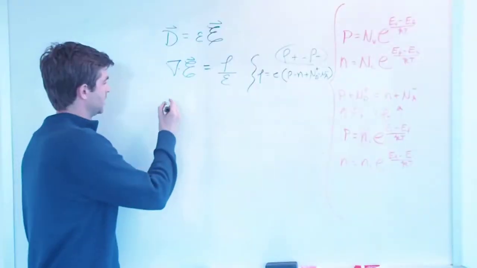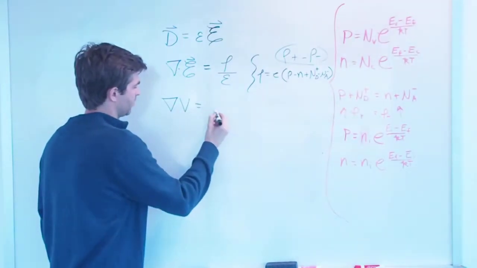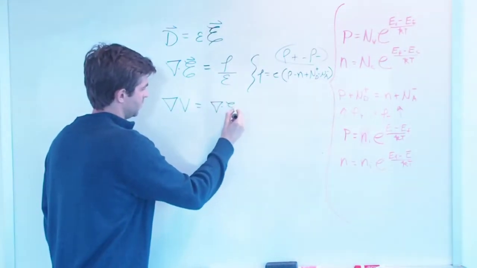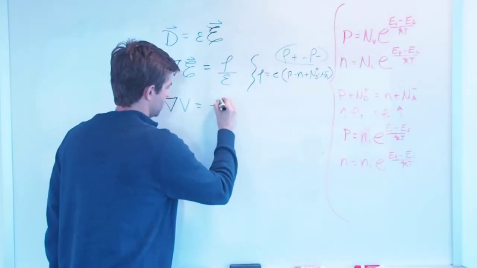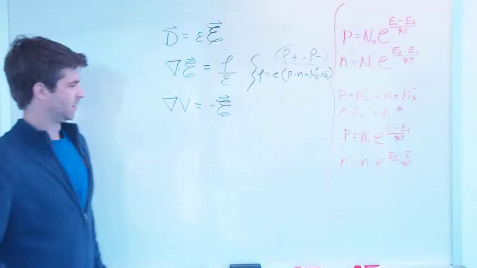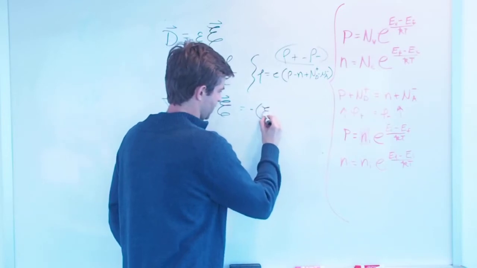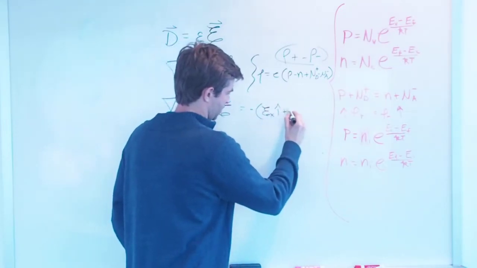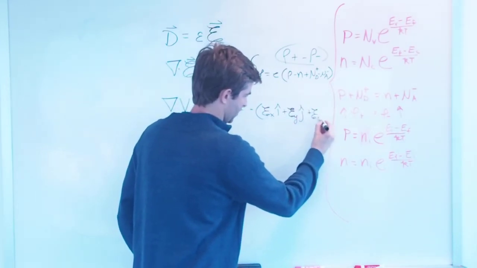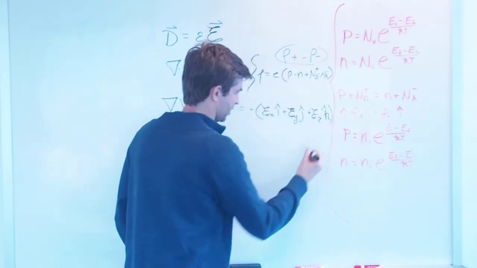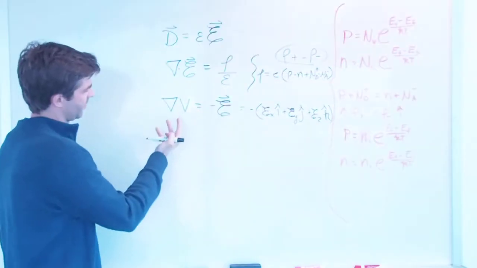And we also know that del of V, the potential, is equal to negative electric field, just like that. And I'm just going to rewrite this. This could be negative (E_x i hat plus E_y j hat plus E_z k hat), right? Just like that. So now what we do is we're going to combine these together.